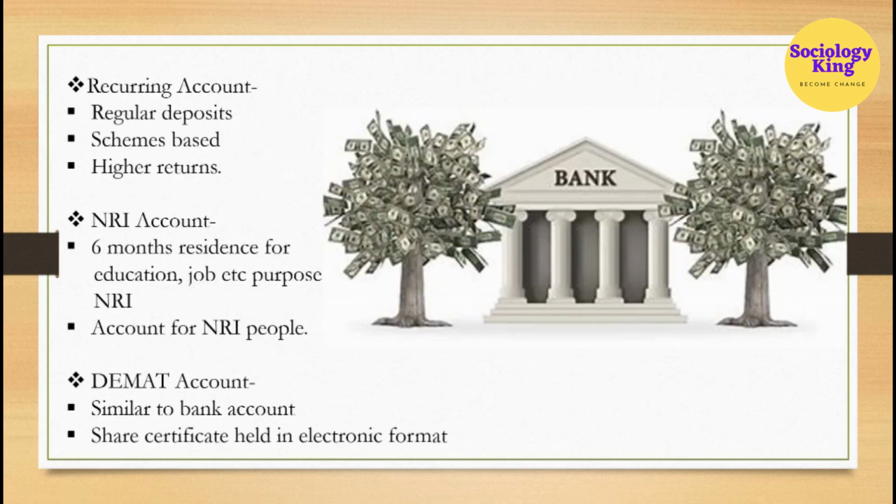So what is a recurring account? A recurring account is an account where you deposit your money on a monthly basis, quarterly basis or any other basis. You have to deposit a certain amount according to your scheme. The scheme would be of 6 months to 10 years depending upon your needs, and it provides you higher returns. So what is the difference between an FD and an RD, fixed deposit account and recurring account? In a fixed deposit account there is a one time deposit, whereas in a recurring deposit you have to make monthly, quarterly, or other periodic deposits to the bank.